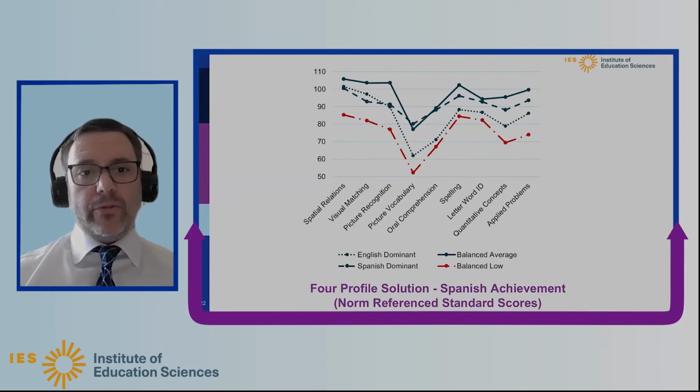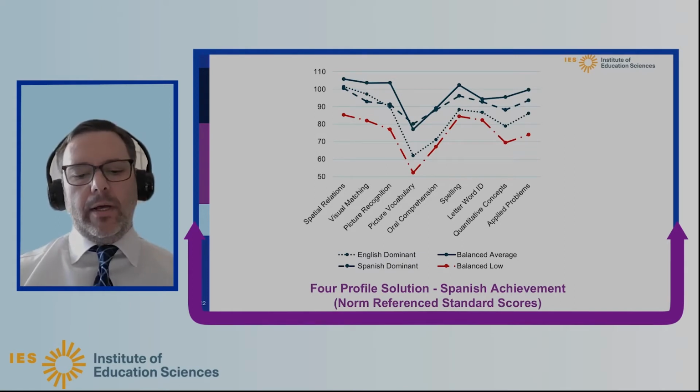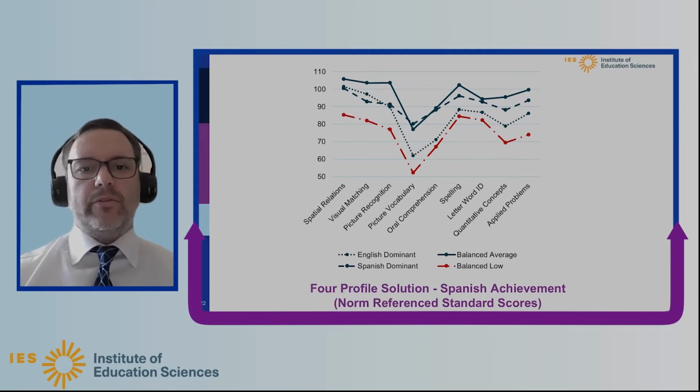In contrast to children's English proficiencies, their Spanish achievement scores were more variable. The Spanish achievement of children in the balanced average and Spanish dominant profiles were similar, but they both tended to outperform children in the English dominant profile, who then tended to outperform children in the balanced low profile.